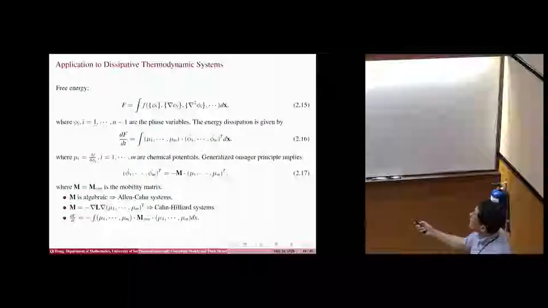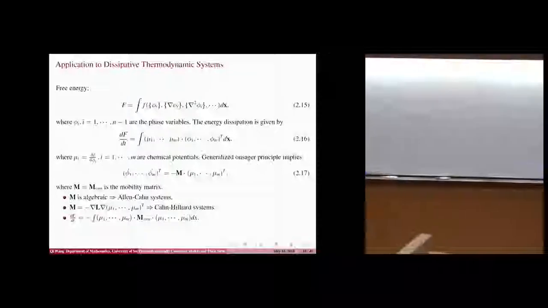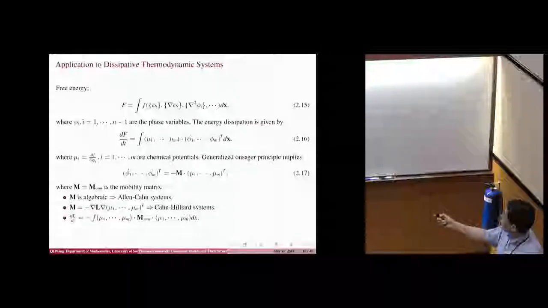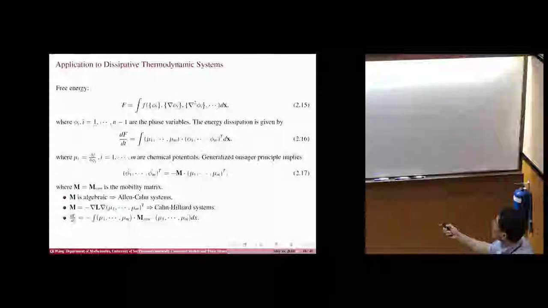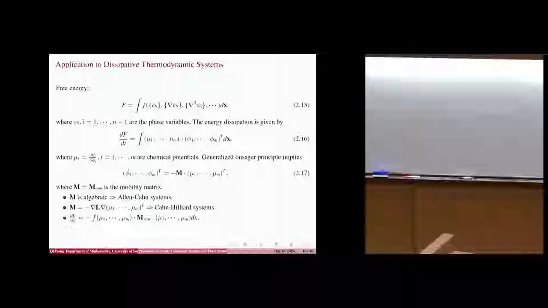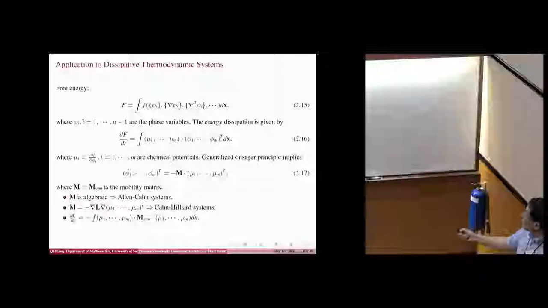For example, we consider any thermodynamic system, as long as you can identify the internal variables describing the system states. Let's call that phi I. And then we assume the free energy is given by the variable, its gradient and higher gradients, whatever you want to include in the free energy. And then you take the time derivative of this energy, so you can write this into two groups. One is the time derivative of the original internal variables. We call this flux. The other group is called the chemical potentials because they are the variation of the free energy about this variable. And now you can see this inner product, you relate this by the mobility matrix, then you're done.